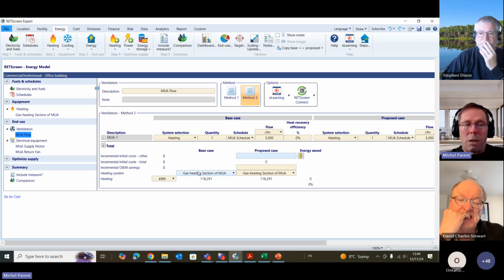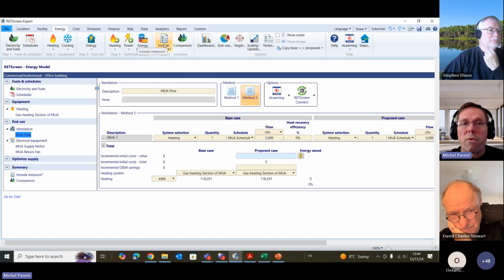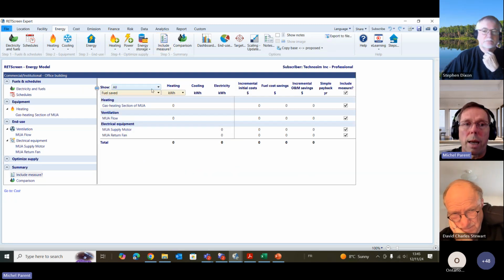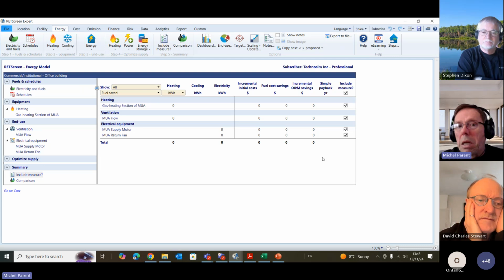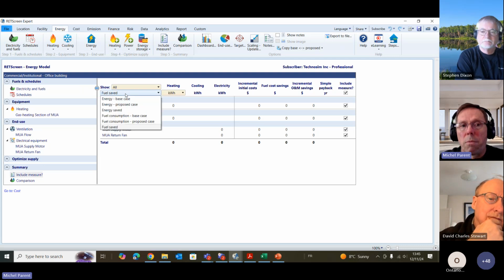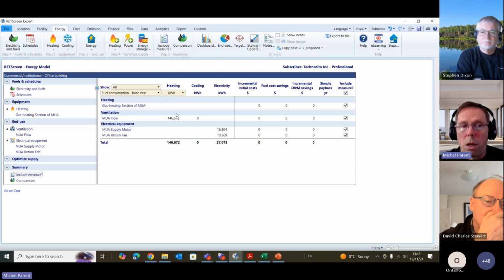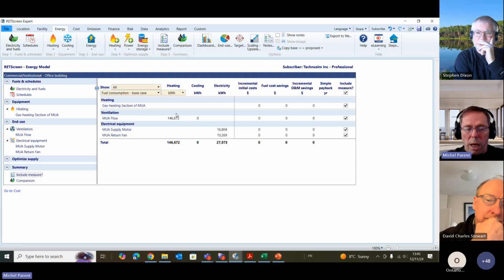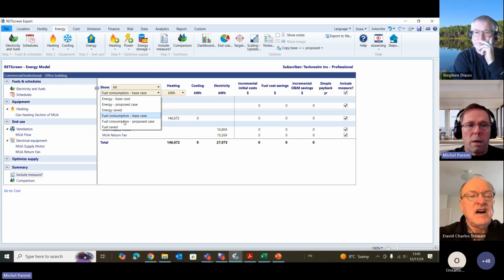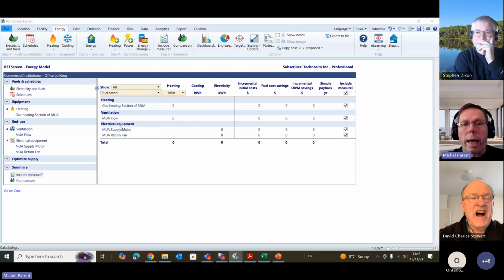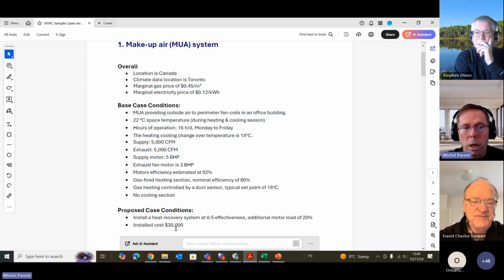Now, the last item we want to do, actually, if I go into the include measure, like Stephen, you mentioned before, if I go into the include measure right now, you'll see that I'm not saving anything. I'm in fuel saved. Obviously, I'm not saving anything. I can go in fuel consumption, and that now takes into account the furnace efficiency. So we actually have no savings. So I'm going to go back here to fuel saved, but we're going to enter our heat recovery, and we're going to enter the cost for that heat recovery.